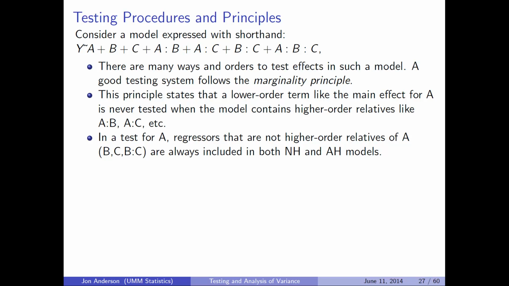If you're ever going to do a test for the A main effect, regressors that are not higher order relatives of A, in other words, factor B, factor C, a B by C interaction, those would be included in both the null and alternative hypothesis testing models.